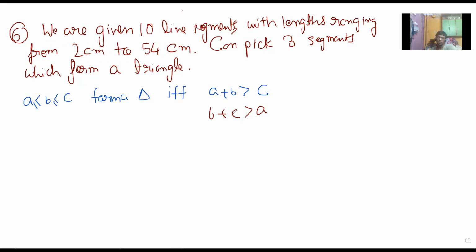This will always be true for any three lengths where a is less than or equal to b, less than or equal to c. So once you order the vertices, you can forget the other two conditions. There are three conditions, right? Two sides at a time. But those other two conditions you don't need to think about once you put an order like this.